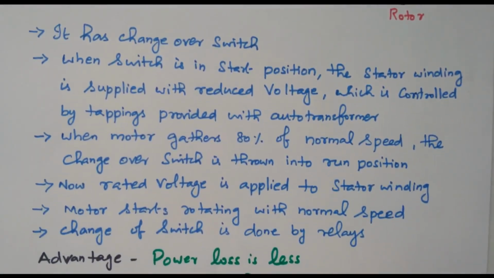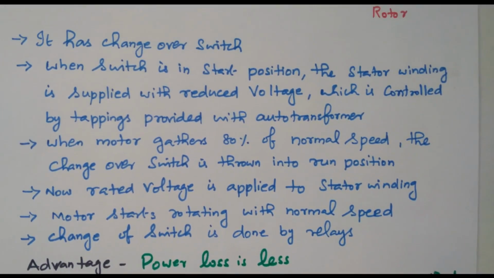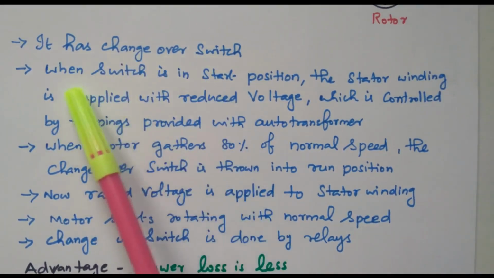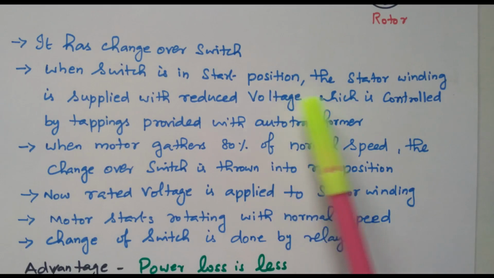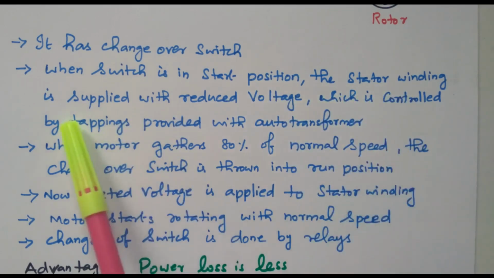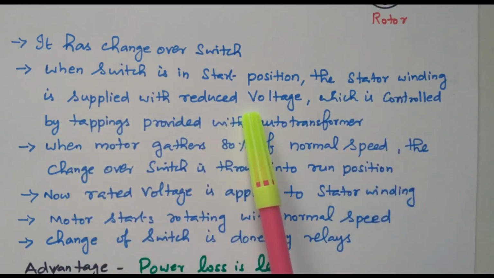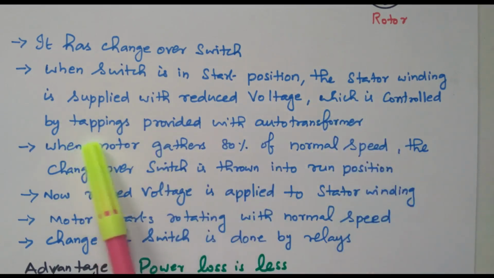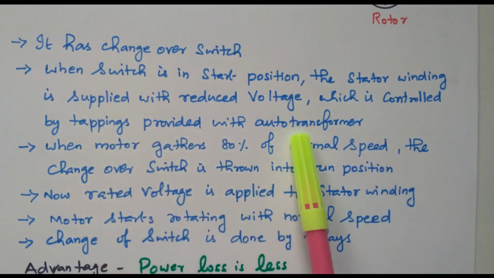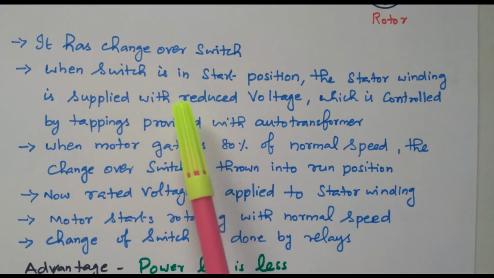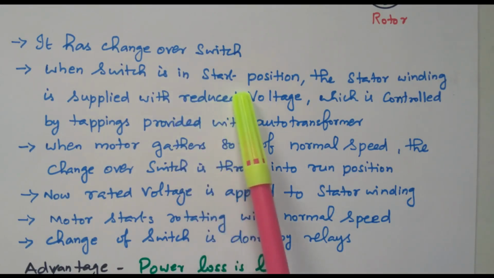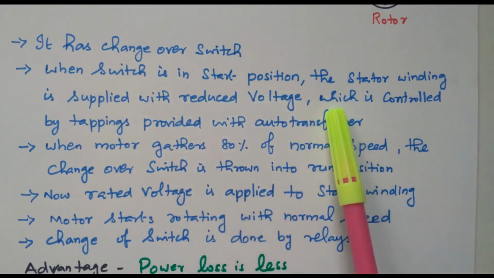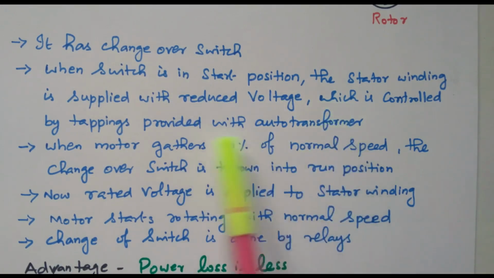So it has a changeover switch. The changeover switch is available. When the switch is at the start position, the stator winding is supplied with the reduced voltage, which is controlled by the tapping provided with the auto transformer. If the changeover switch is placed at the starting position, the reduced voltage is applied by means of the tapping provided in the auto transformer.